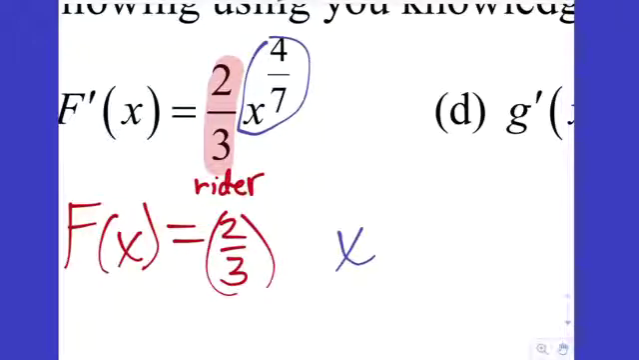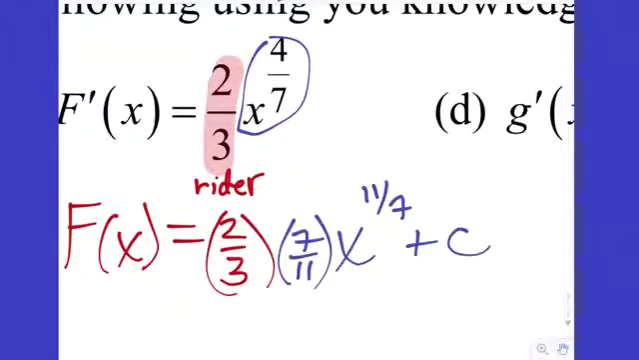So what is the new exponent? Well, it's 4/7 plus 1, which is 11/7. Now, you could divide by 11/7, but then you're going to have a complex fraction. Yucky, yucky, gross, gross, right? So that's why I say instead of dividing by the 11/7, we'll just multiply by its reciprocal, 7/11, right? And then plus C. Tie it off with the plus C. It's like a cherry on top, but not on the top. It's off to the side, plus a cherry.